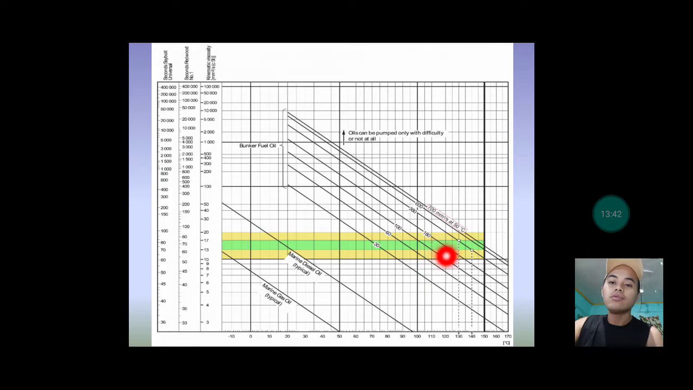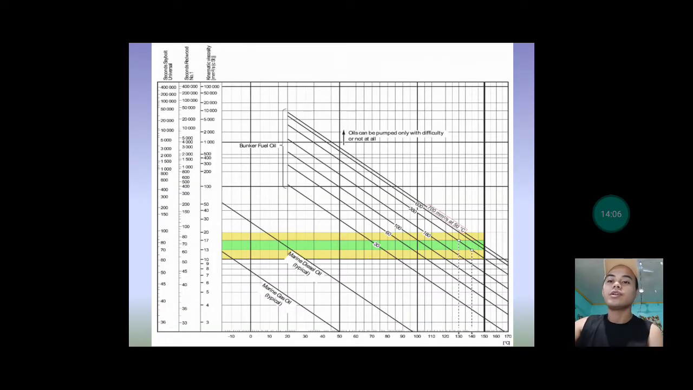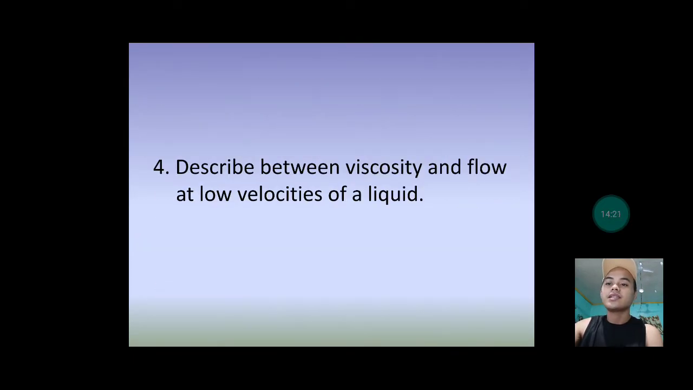what temperature we will use, or what kind of fuel, what is the recommended temperature and viscosity for different kinds of fuel depending on your usage on board. That's how we determine the viscosity of a liquid according to its type and its applied temperature. Okay, there are tables on board, so you should read the manual occasionally so that you will be more familiar with the different specifications that you need. Okay, next, describe the relation between viscosity and flow at low velocities of a liquid.